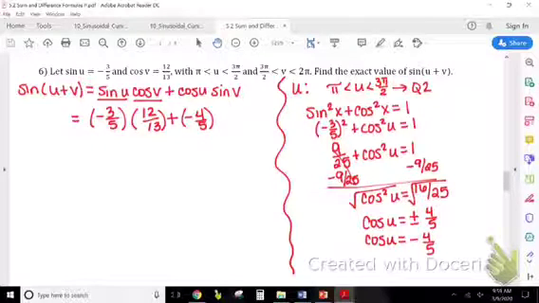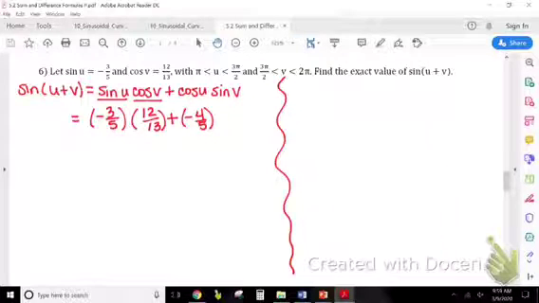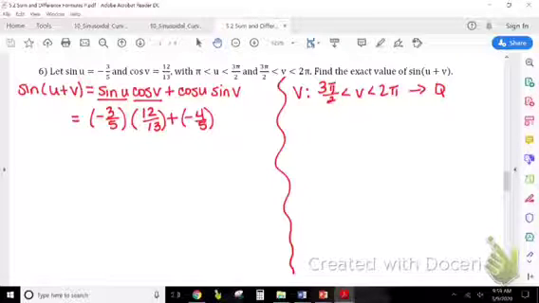And so now we're going to do the same thing with v. For v, we know that it is between 3 pi over 2 and 2 pi. So what quadrant are we in? It's going to be either 3 or 4. 4. 3 pi over 2 is at the bottom, 2 pi is on the right, so it's in between them, so it has to be quadrant 4.